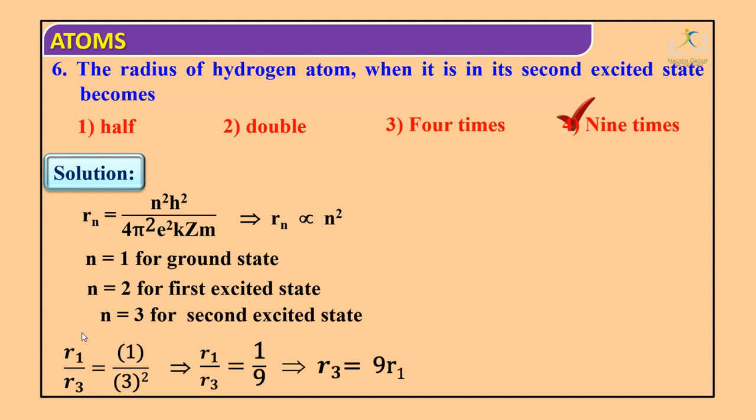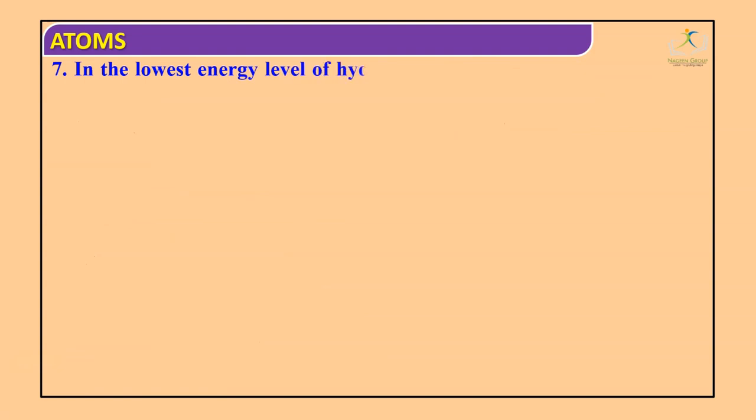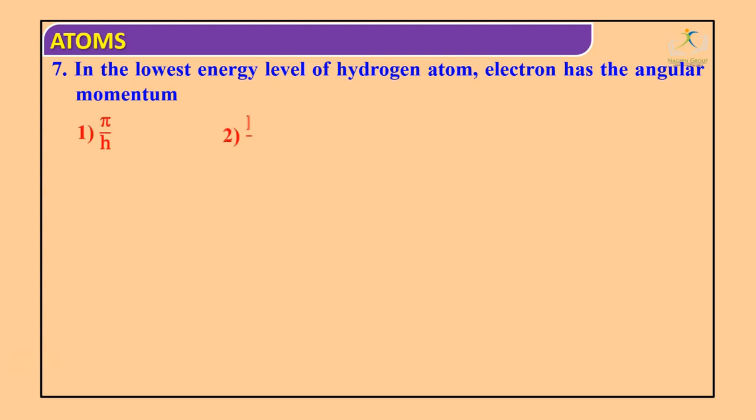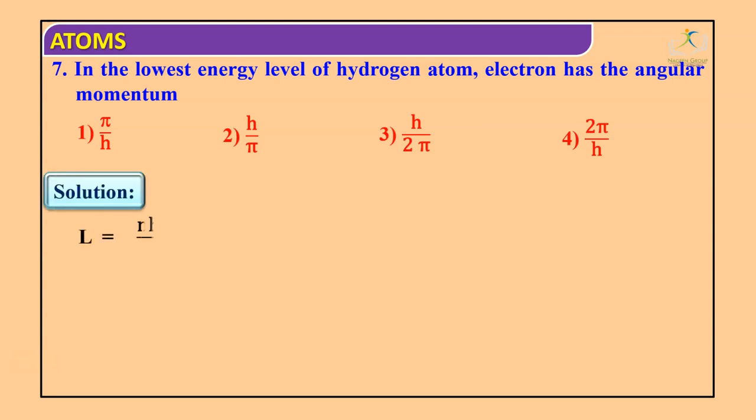Next question is: in the lowest energy level of a hydrogen atom, the electron has the angular momentum: h by pi, h by 2 pi, 2 pi by h. So let's move with the solution part. L equals n h by 2 pi. From here, we can say n equals 1 for the lowest energy level. L equals h by 2 pi is the right answer.